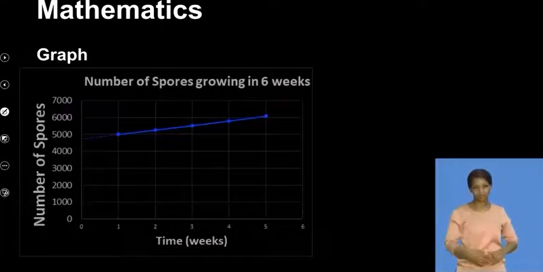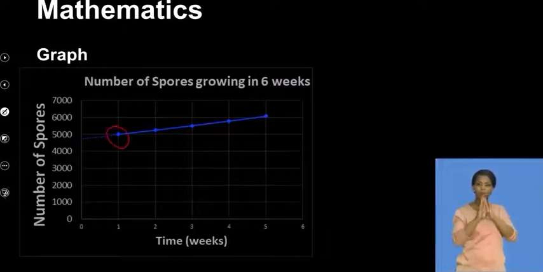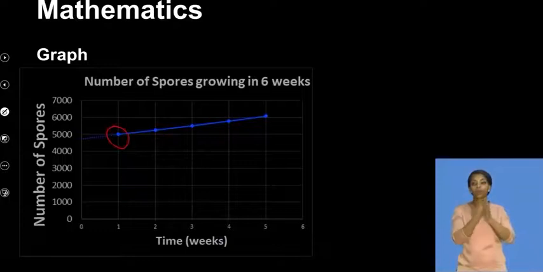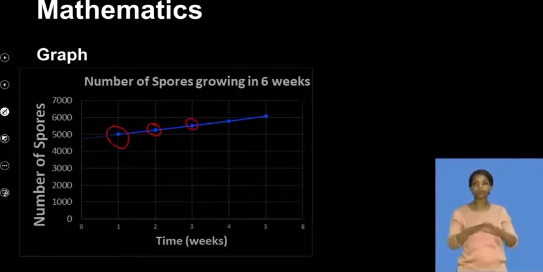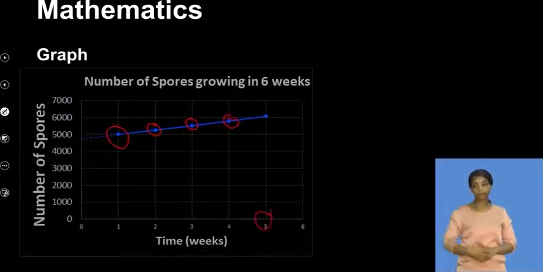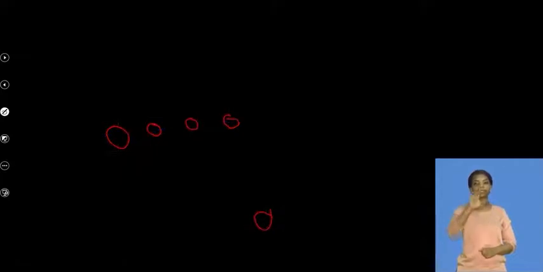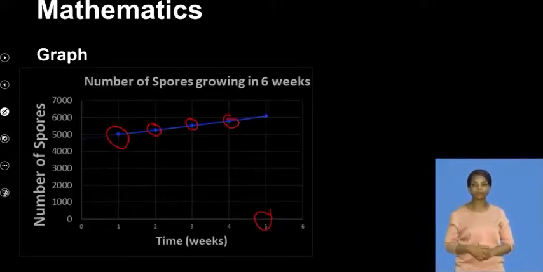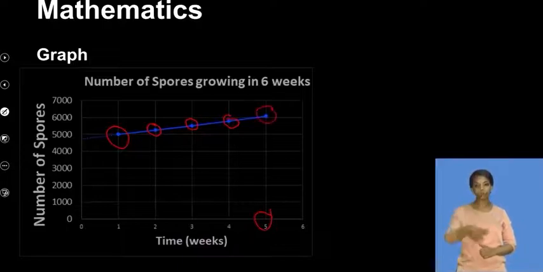On a graph, for the number of spores growing over 6 weeks, you can see that in week one I had 5,000. In week two, 5,250. In week three, 5,513. In week four, 5,788. And in week five, I think it was 6,078. It was 6,078 that we're dealing with here. Those are the values that we see. So you can see that our growth is not a constant growth.